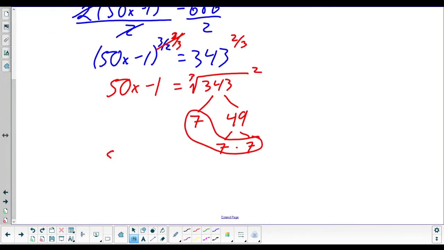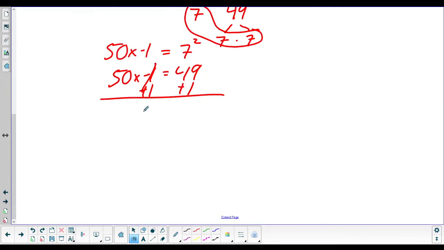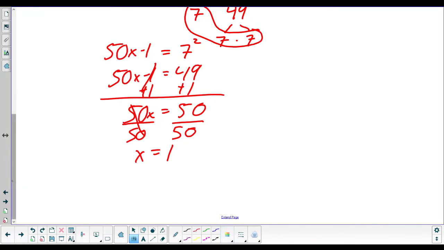So we can say 50x minus 1 equals 7 squared. And 7 squared is 49. So we have 50x minus 1 equals 49. We add 1. These cancel. 50x equals 50. Divide by 50. And x equals 1. Now, the dubious task of plugging it back in.